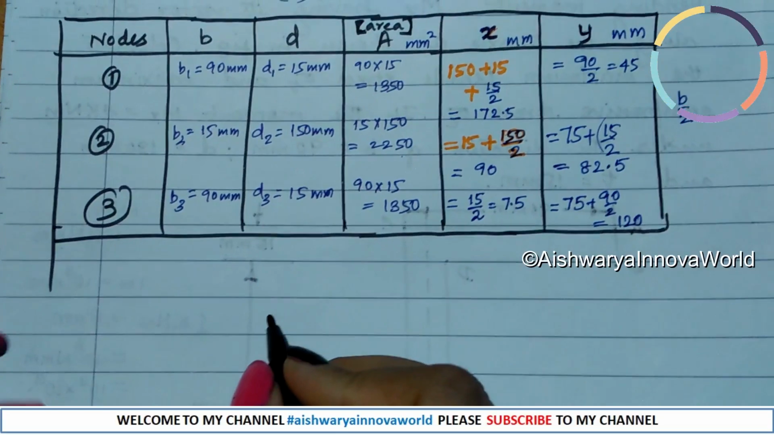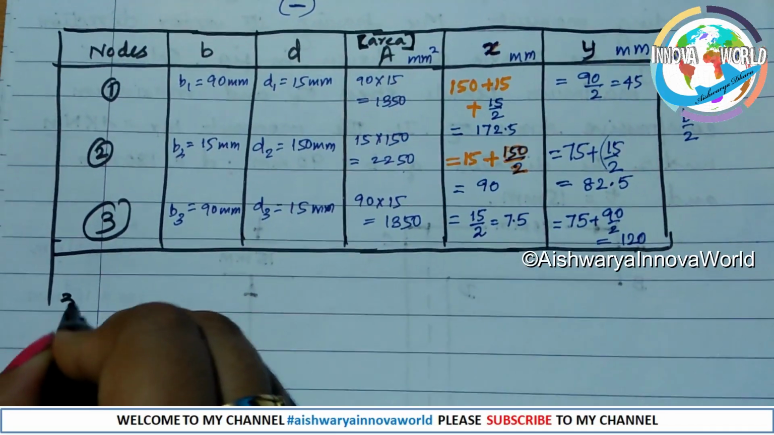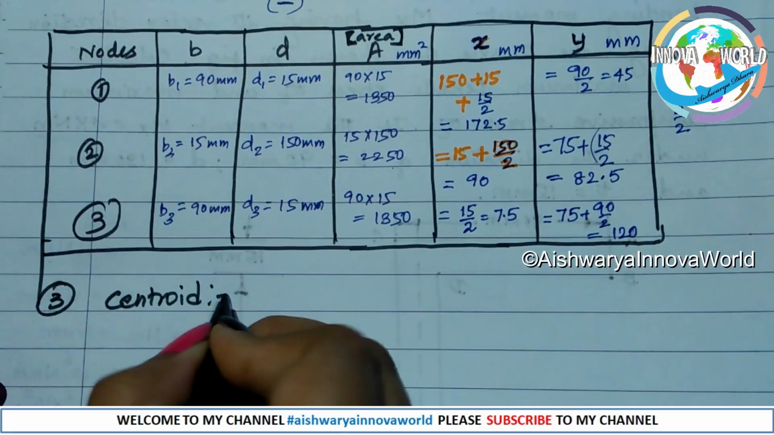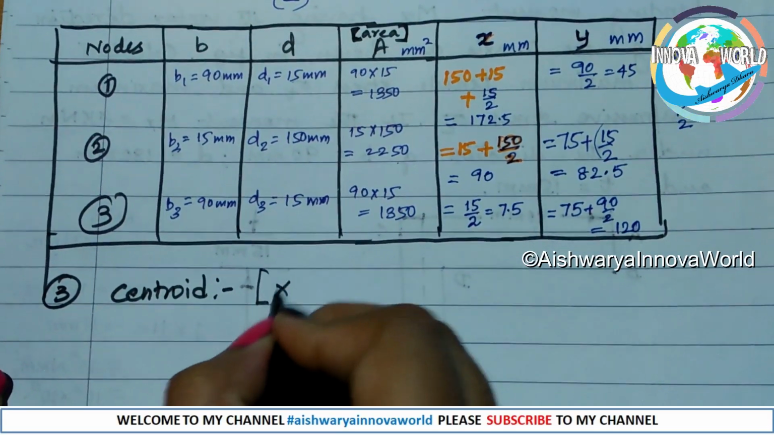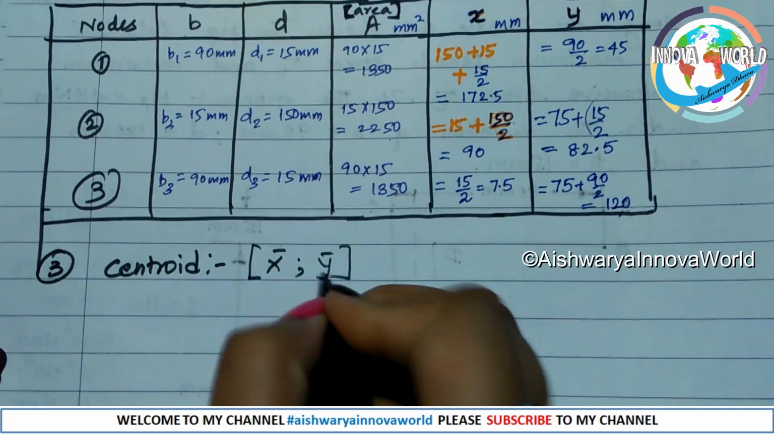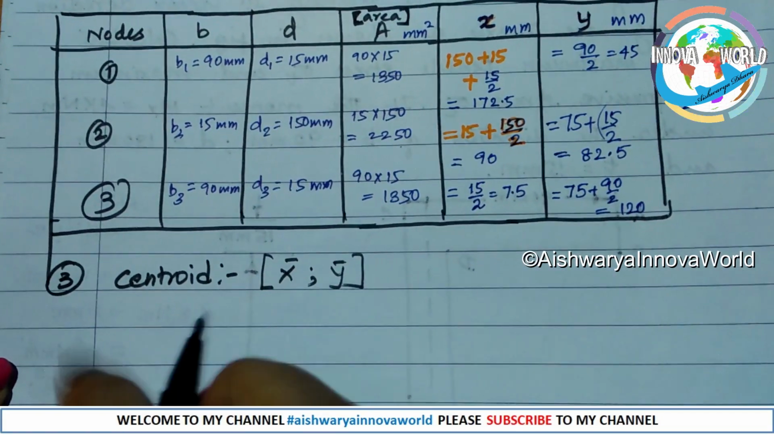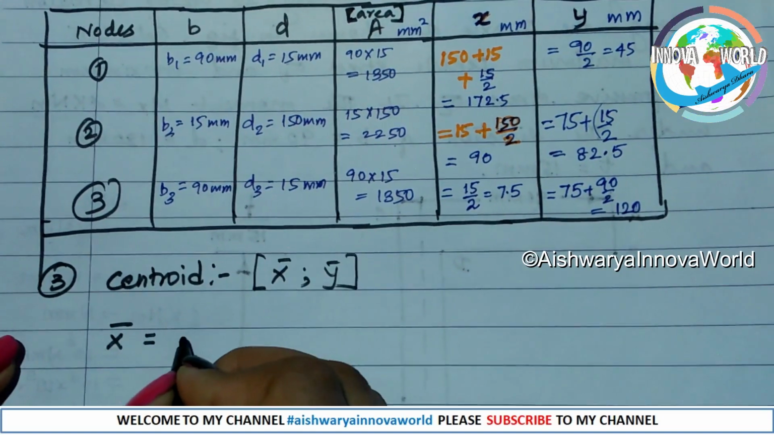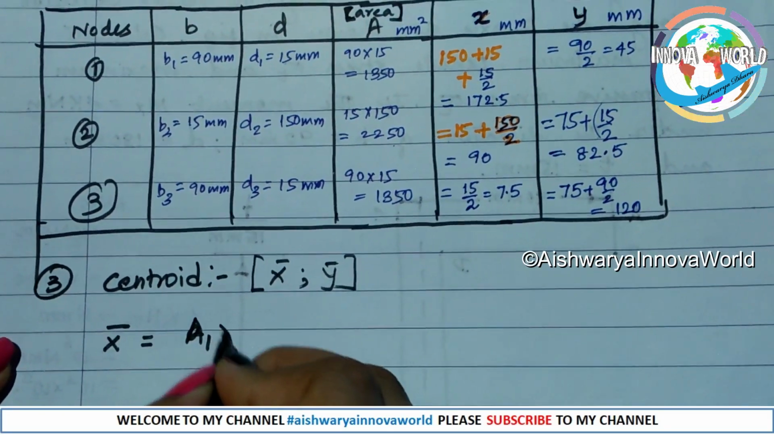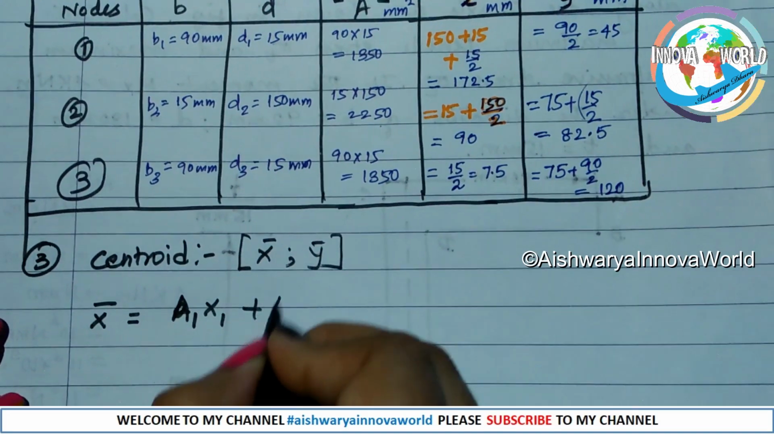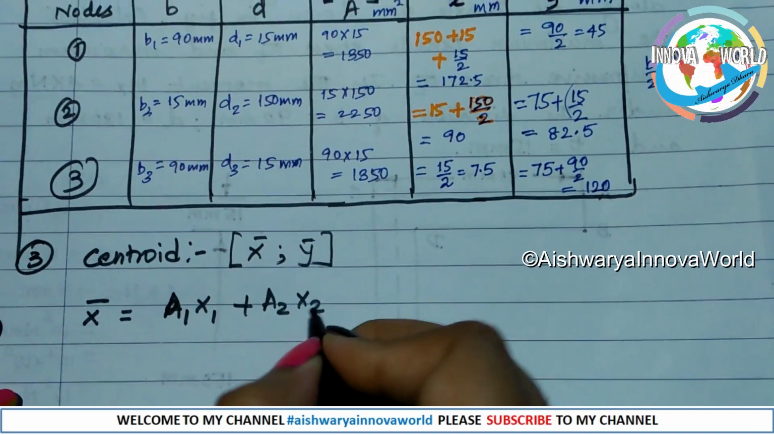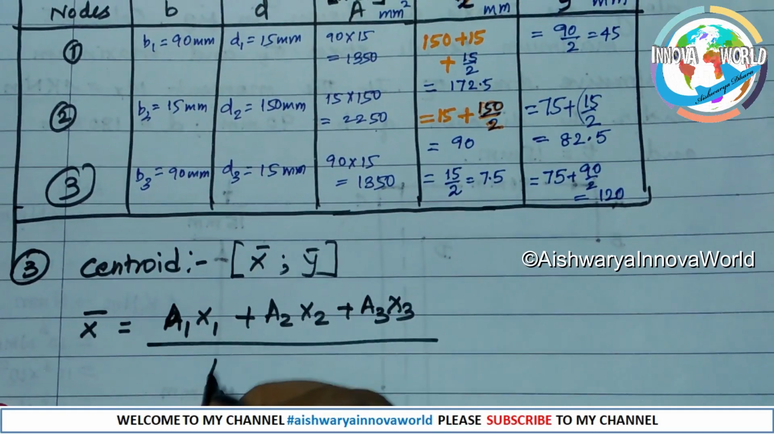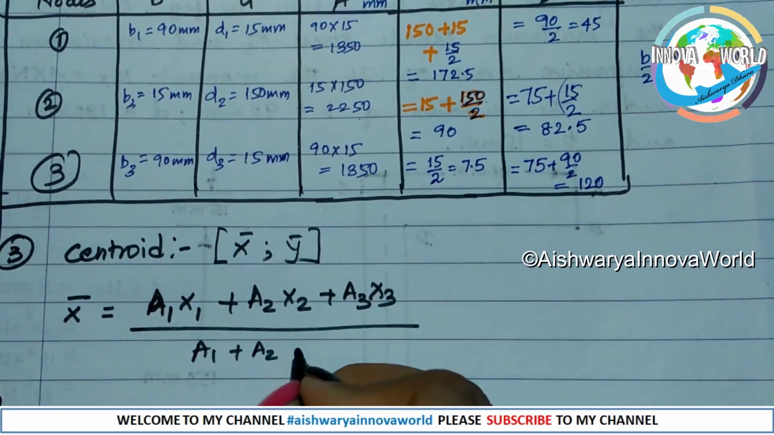Now we will go to our third step. What is our third step? To find the centroid. Before finding the centroid, we denote it as x bar and y bar. So you have to remember the formula of x bar and y bar. See the formula: x bar equals a1 x1 plus a2 x2 plus a3 x3 by a1 plus a2 plus a3.